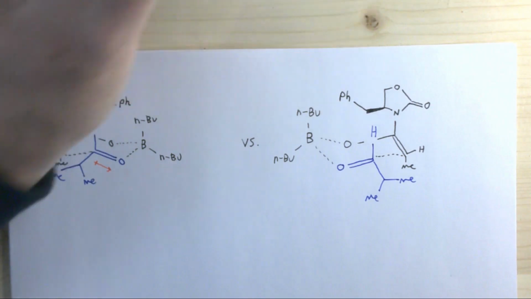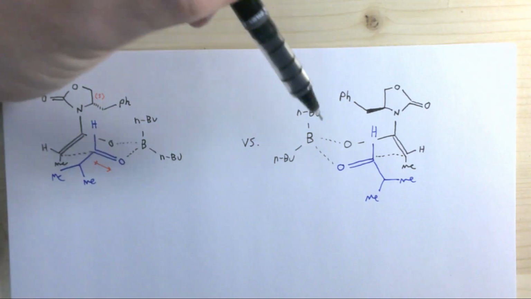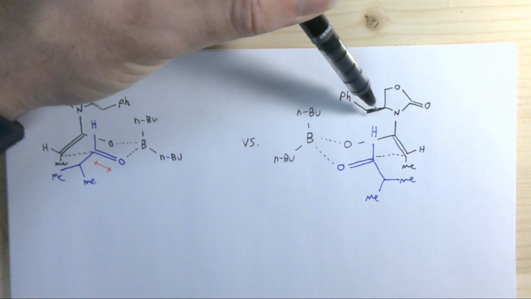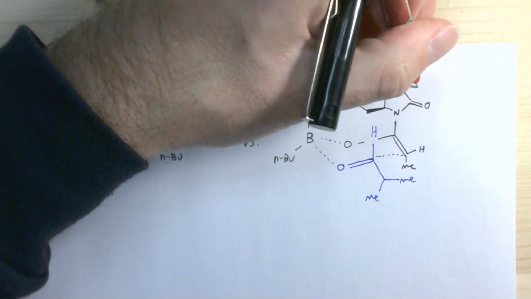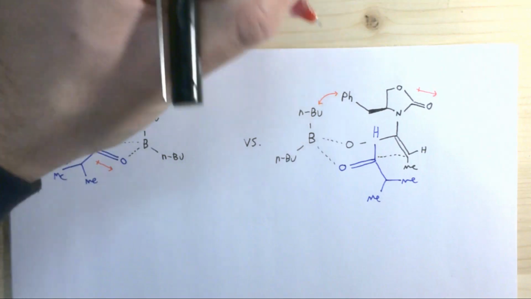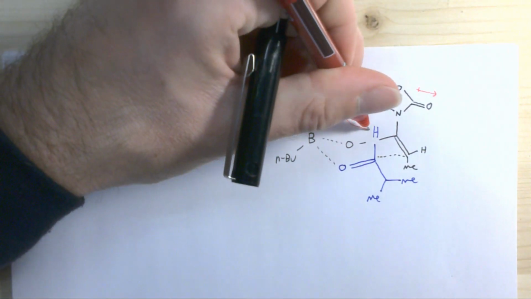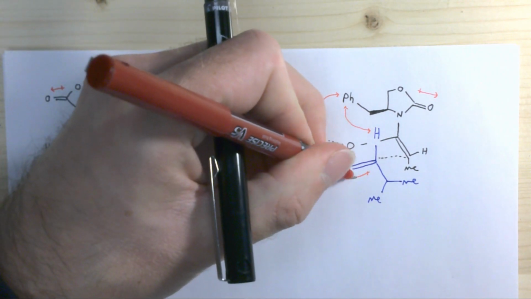And that is bad news. The aldehyde is coming in on the same face where this big bulky group is pointing. If we want to think of it this way, the 1,3 diaxial interaction is going to be really, really bad between the phenyl and the N-butyl, and then the phenyl and the hydrogen there. That's going to be really, really sterically hindered.